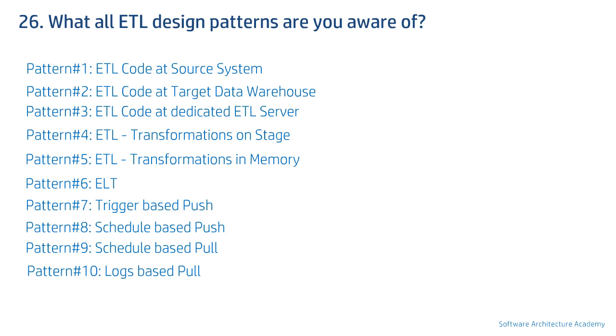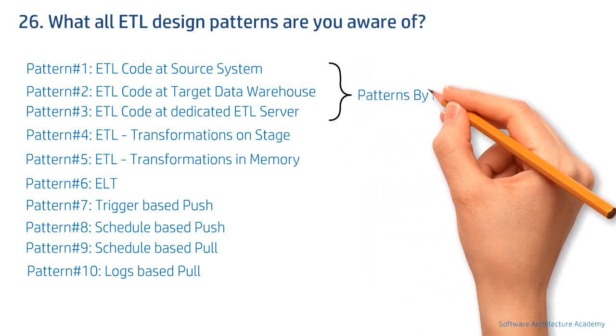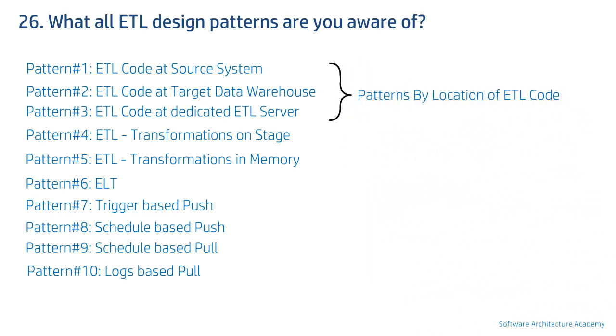At a high level, patterns can be segregated into three categories: by location of ETL code, location of transformation, and push versus pull. So the first three patterns are by location of ETL code, which can be at a source system, target warehouse, or a dedicated ETL server.